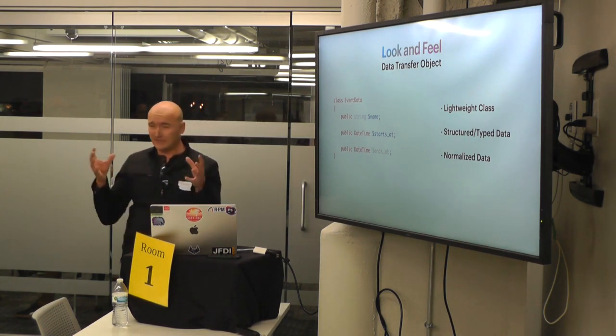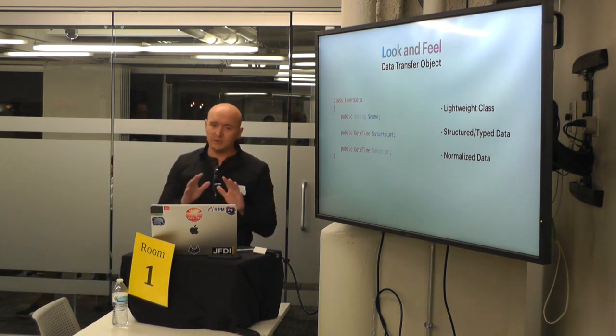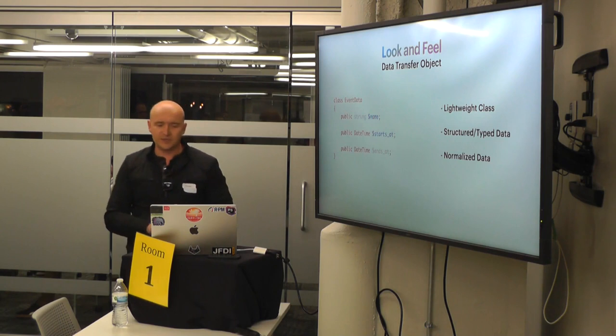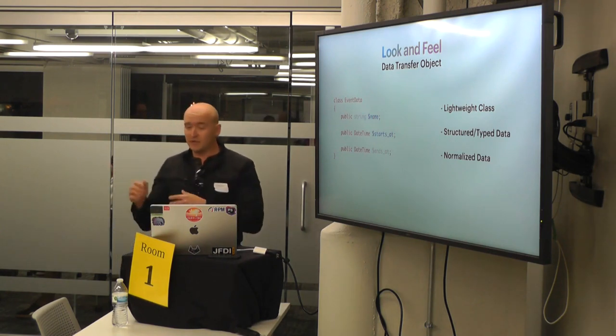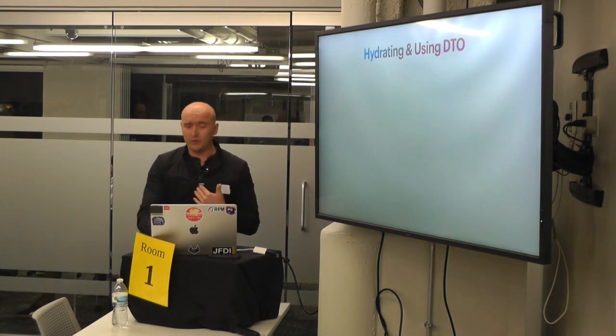So that's really what we're looking for. We're looking to take some data from an API, maybe a database, massage it a little bit, insert it into this object, and then we can take this object and pass it around. So here's how you would go about hydrating and using a DTO.